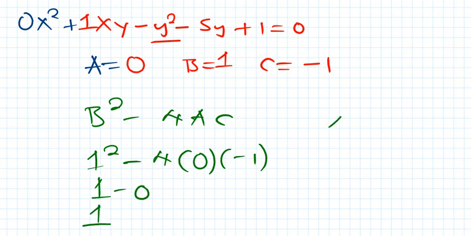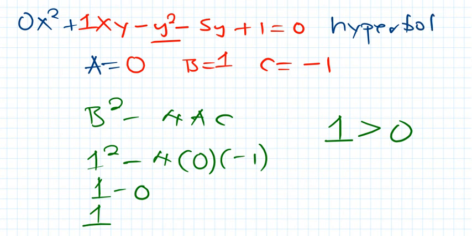Now a 1 is of course what? A 1 is greater than 0, so this is a hyperbola. A hyperbola is greater than 0.